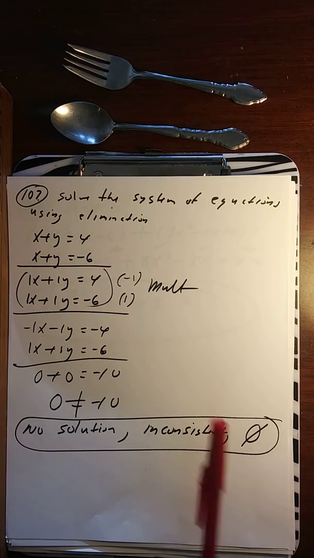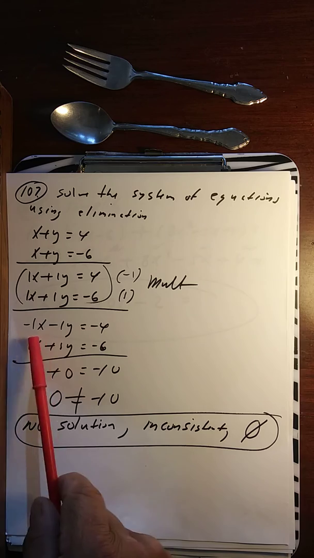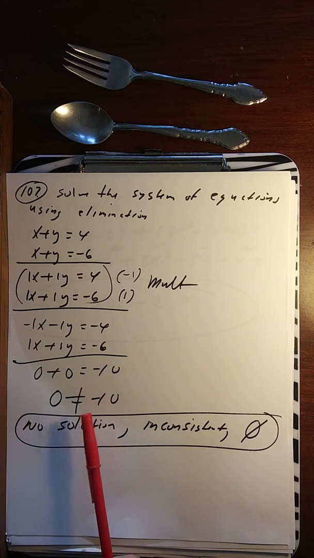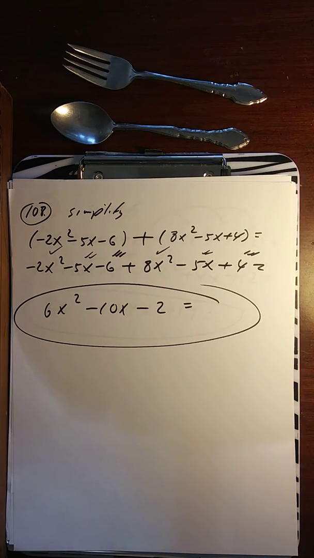Solve the equation using elimination. So let's multiply this by negative 1, this one by 1. Well, we're going to get these equations, but then when we add them straight down, you get 0 equals negative 10. No solution, inconsistent, empty set, nothing works. These lines must be parallel.